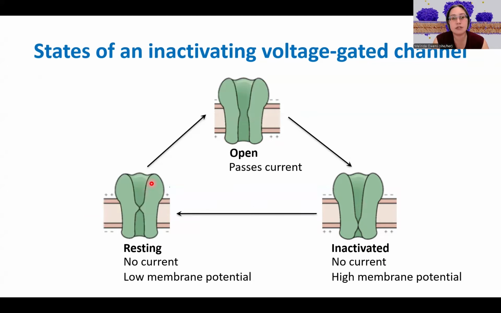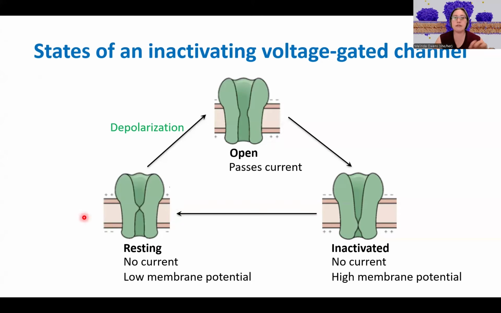And the other thing is the direction of the arrows. Nearly all of the time, it goes like this. It goes from resting to open to inactivated back to resting. That means, for the most part, you can't go straight from open back to resting again. You have to go through this inactivated state. It also means that, and this is very important, you can't directly go from the inactivated state backwards to the open state. It has to go through this resting state first.